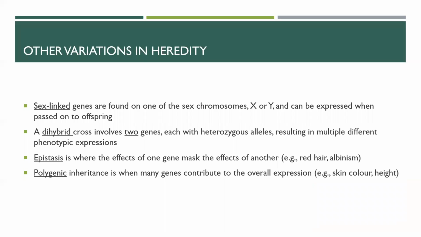Other variations in heredity can be caused by epistasis or polygenetic inheritance. Epistasis is when the effects of one gene mask the effects of another. Some examples in humans include red hair and albinism. Polygenetic inheritance is when many genes contribute to the overall expression. Some examples in humans include skin color and height.